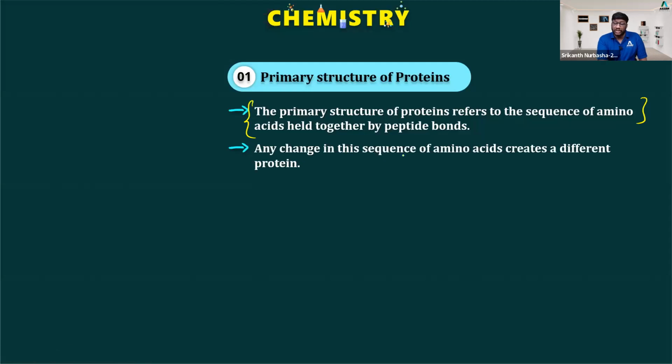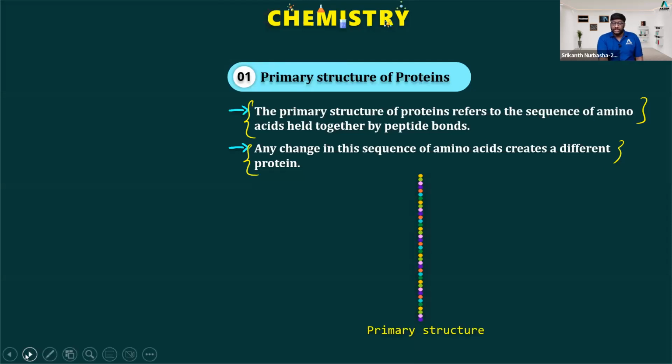Any change in the sequence of amino acids creates a different protein, because if the sequence of amino acids has been changed, then obviously the structure is different. The protein will also be different. The polypeptide itself is different. So this is the primary structure. They only talk about the sequence in which the amino acids have been linked.